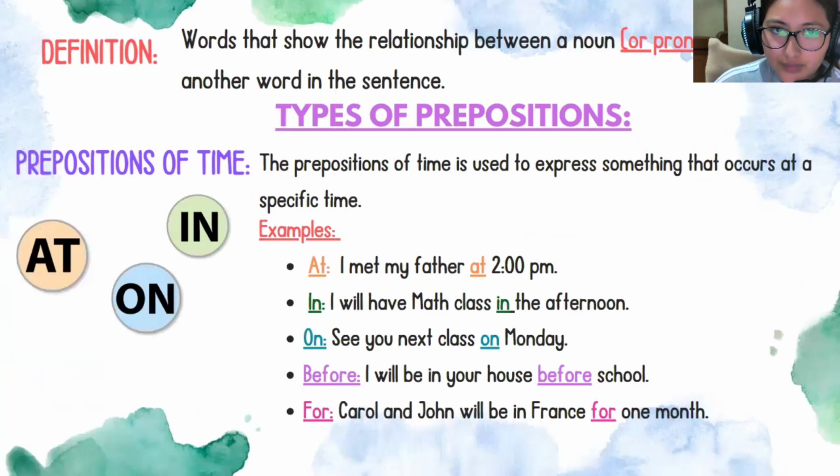Prepositions. Definition: words that show the relationship between a noun or pronoun and another word in the sentence. Types of prepositions. Prepositions of time. The preposition of time is used to express something that occurs at specific times. Examples: at, in, on. At: I'll meet my father at 2 p.m.